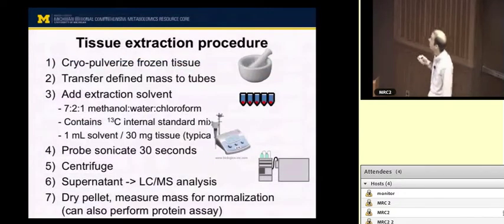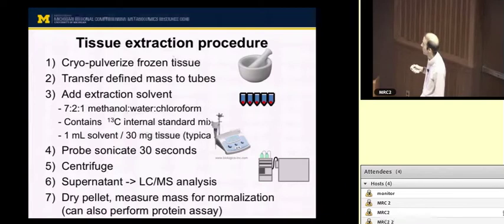Extraction procedure, as I mentioned before, we cryopulverize, transfer defined mass to the tubes, add extraction solvent. In this case, we used a 7:2:1 mixture of methanol, water, and chloroform. This containing a C13 internal standard mix to help account for differences in recovery that we might get from sample to sample, and to be able to standardize and measure absolute concentrations for the metabolites that we have, the C13 internal standards. And we used a 1 ml solvent to 30 milligrams of tissue ratio. There's no absolute magic to that. It's something that's worked well in our lab.